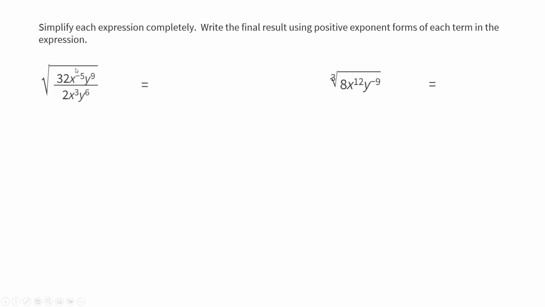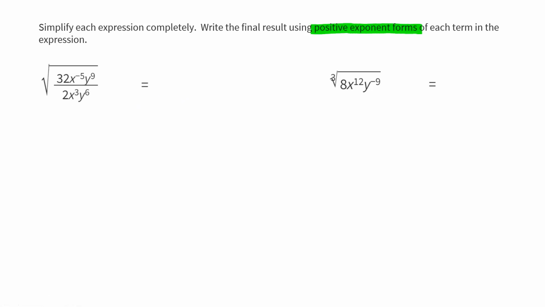Radicals act like grouping symbols as well. So this is going to be simplified first. You could try to raise everything here to a 1/2 power, but that gets a little bit problematic. And the 32 divided by 2 works a lot better if you simplify that first before you apply the power of 1/2 for the square root.